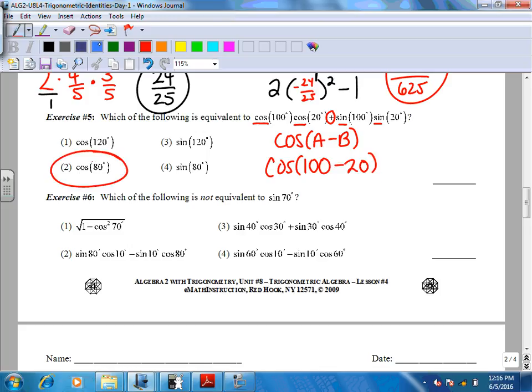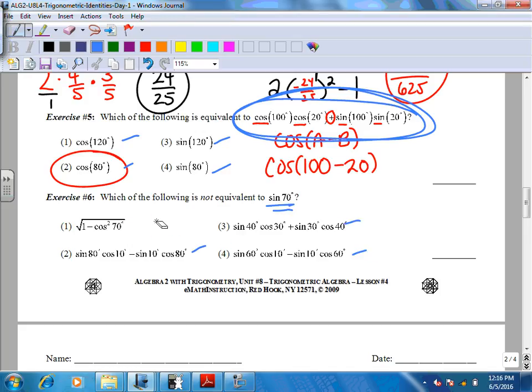Now, if this was the Regents and you had no idea how to do this, plug this in your calculator in degree mode, plug in all the choices, see which one matches. No reason to get a multiple choice question like this wrong. Same goes for number 6. Worst case, plug that in your calculator, plug all the choices in. Only one is going to give you the same answer, but there's a reason for that.